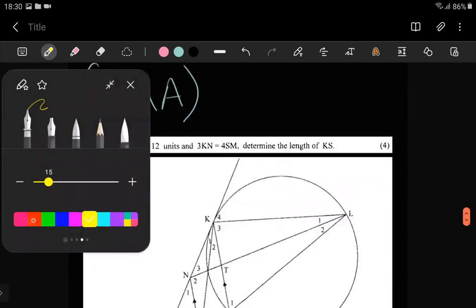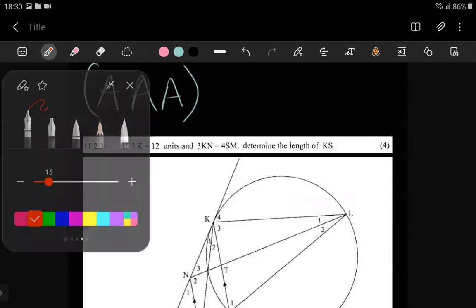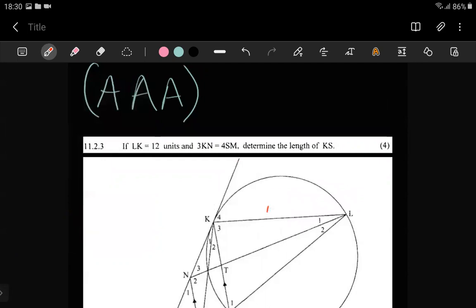Let's put the units in red, because if they give you lengths in a math question, that's like gold. This, this is 12 units. And then here, this is actually a ratio. The reason I'm saying this is a ratio is because you don't want to just keep it like this. They have told you that 3KN is equal to 4SM. Don't just leave it like that.